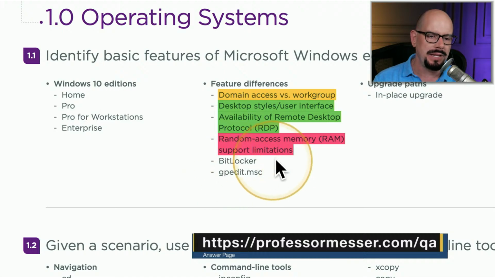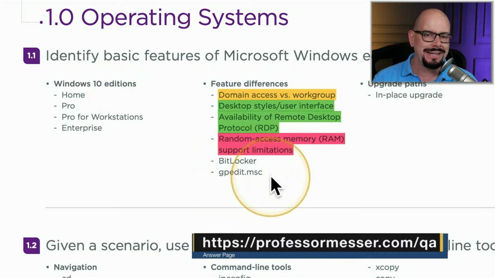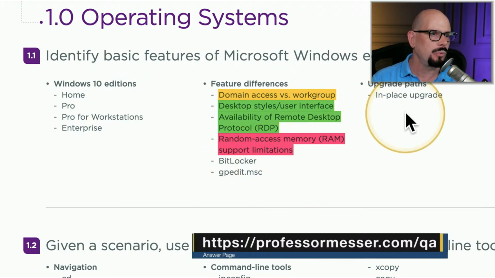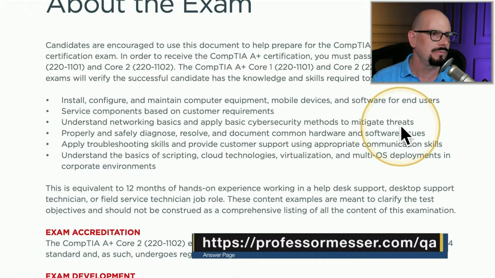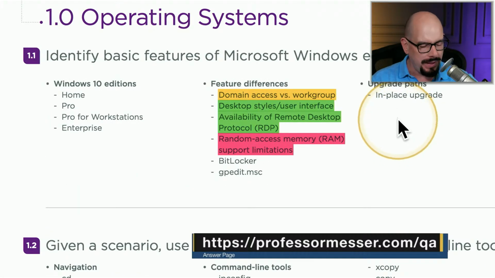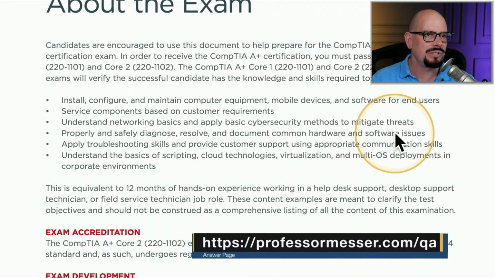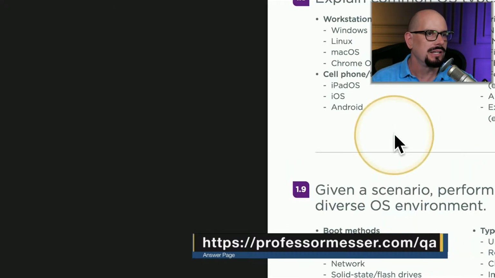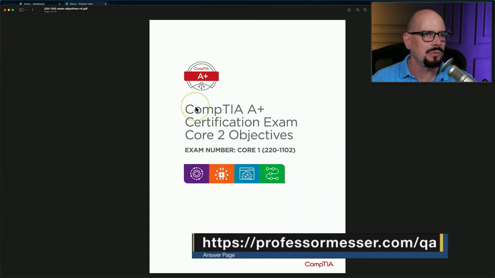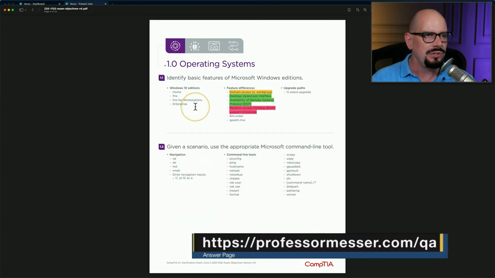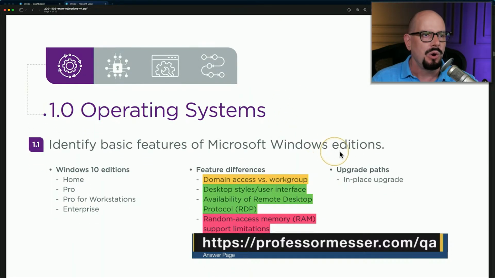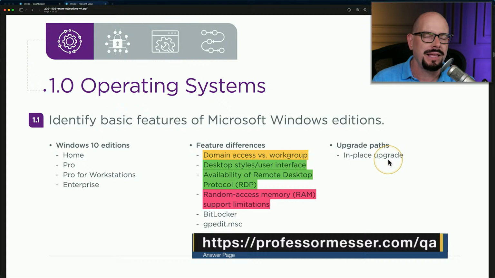What is BitLocker? What about gpedit.msc? And what should we consider when it comes to upgrade paths or in-place upgrades? These are important considerations. Let's bring up the screen into something that's not quite so crazy. There we go. So these are important things to keep in mind because we don't want to be in a position where we miss something, where we're studying outside the scope of what CompTIA wants us to do.